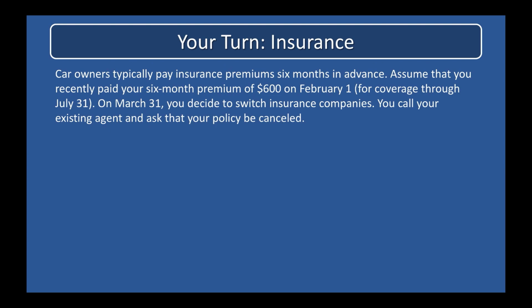Car owners typically pay insurance premiums 6 months in advance. Assume that you recently paid your 6-month premium of $600 on February 1st for coverage through July 31st. On March 31st, you decide to switch insurance companies. You call your existing agent and ask that your policy be canceled. Are you entitled to a refund? If so, why, and how much will it be?